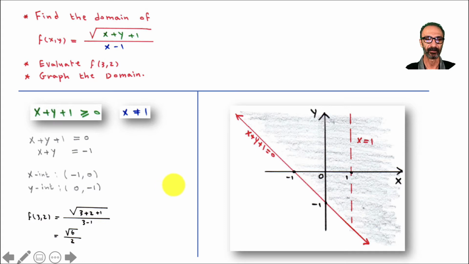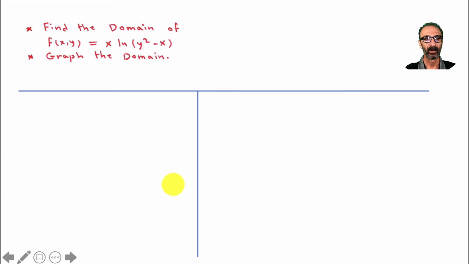Let's take another one. Find the domain of this function, x multiplied by ln of (y squared minus x), and graph the domain. Well, this is my function. I'm using green here because I want you to pay attention to this and focus with me.